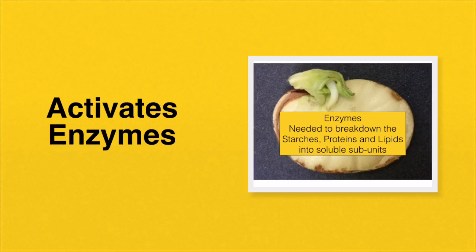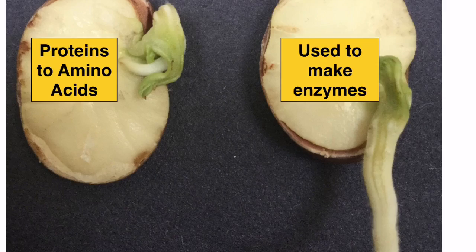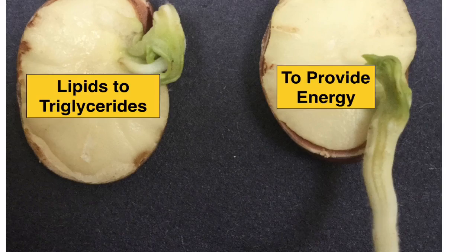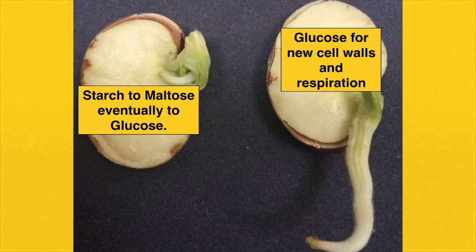For your course, it's most important that you state that the water is responsible for activating enzymes contained within the seed. Enzymes such as proteases that break down proteins, lipases that break down lipids, and amylases which break down starch. So the proteases are going to break down those proteins to amino acids, and they're going to be used to make enzymes. The lipases are going to convert the lipids into triglycerides, and they'll be used to provide energy. The amylases in the seed, they're going to break down the starch to maltose, and this eventually gets broken down to glucose, and glucose is needed for new cell walls and for cellular respiration.